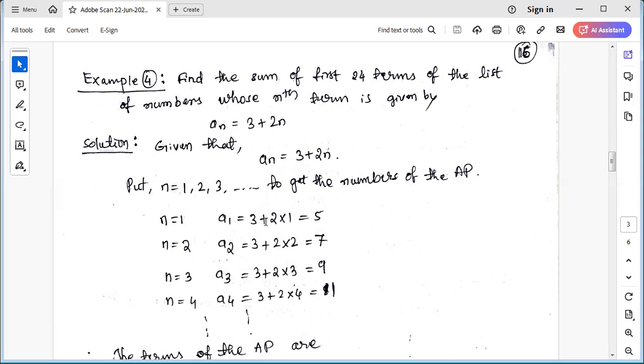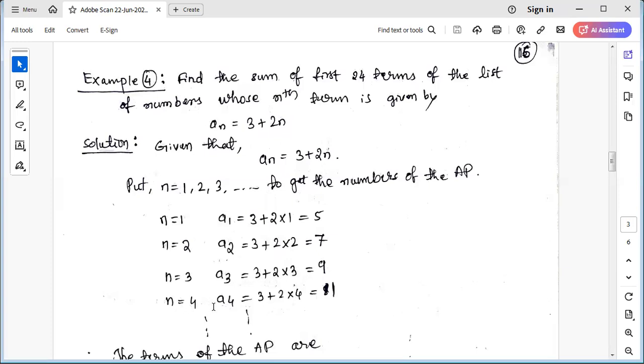Suppose we put n is equal to 1, it becomes a1 is equal to 3 plus 2 into 1. 2 into 1 is 2, 2 plus 3 is 5. So this is the first term. Next put n is equal to 2. It becomes 3 plus 2 into 2. 2 into 2 is 4, 4 plus 3 is 7. Like this, put n is equal to 3, a3. 2 into 3 is 6, 6 plus 3 is 9.